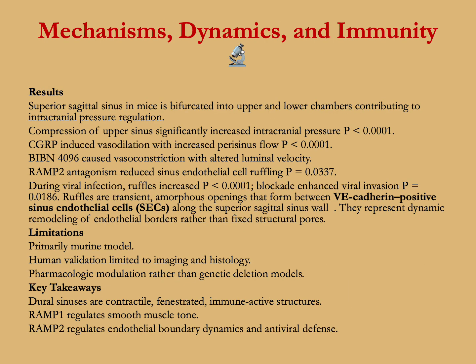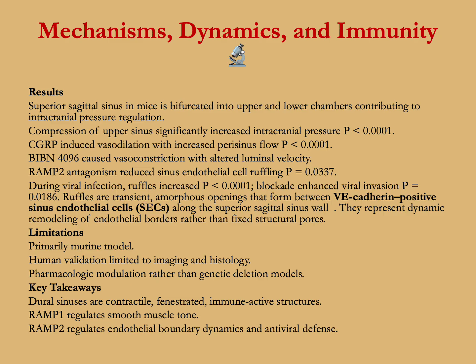What they found: the superior sagittal sinus in the mice is bifurcated into upper and lower chambers, contributing to intracranial pressure regulation. Compression of the upper sinus significantly increased intracranial pressure, p-value 0.0001. CGRP-induced vasodilatation with increased perisinus flow, p-value 0.0001. BIBN 4096 caused vasoconstriction with altered luminal velocity.